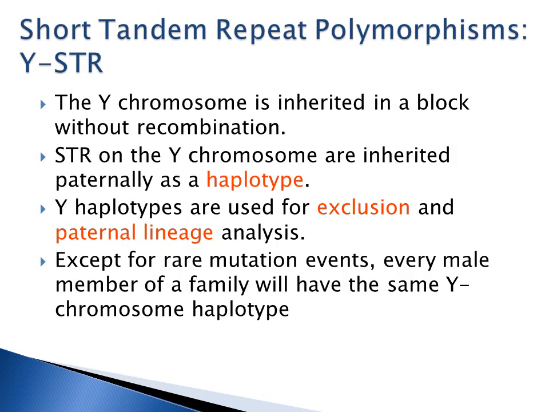You can use Y-STRs to look at short tandem repeat polymorphism. So the Y chromosome is inherited as a block. So the Y chromosome does not undergo recombination. So short tandem repeats on the Y chromosome are inherited paternally as a haplotype.